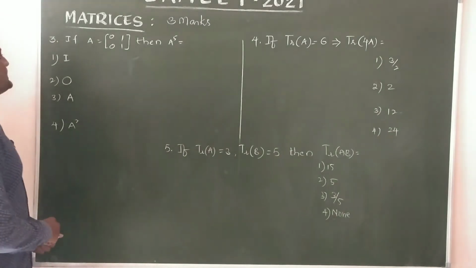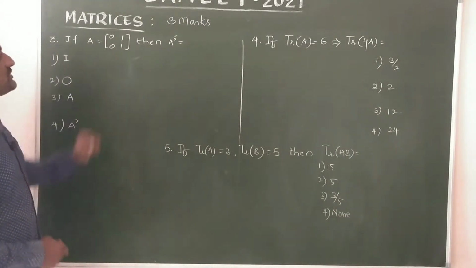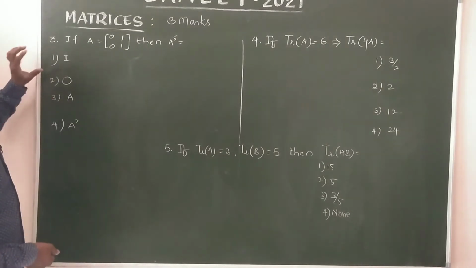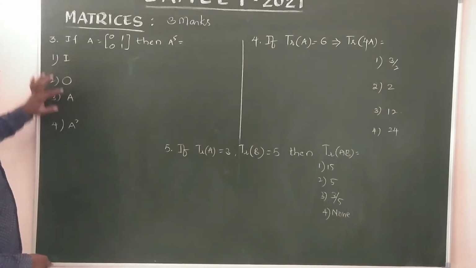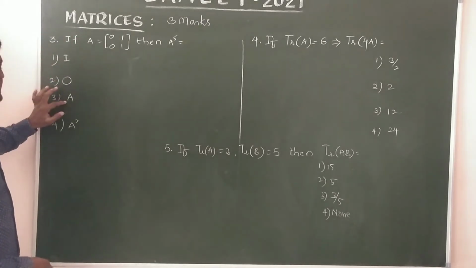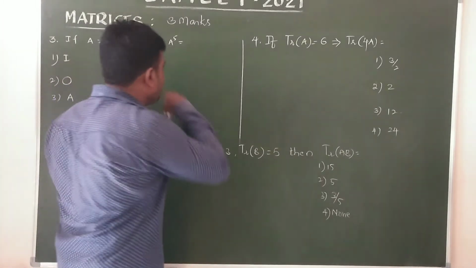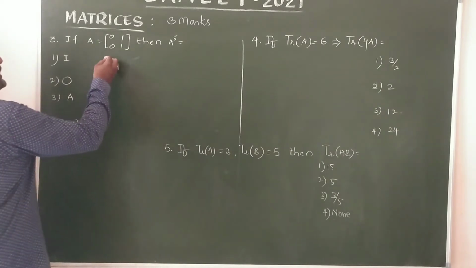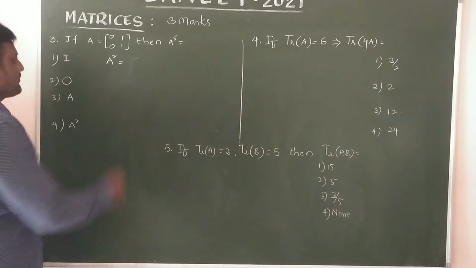The problem is, if A equals the matrix 0 1 0 1, then A power 5 equals to, what about in this? Okay, that is an I or identity matrix, 0 matrix, then the same matrix itself, A or A square. So first of all we can do this one. Here let us do first A square.